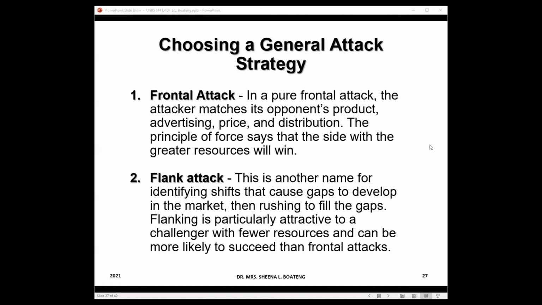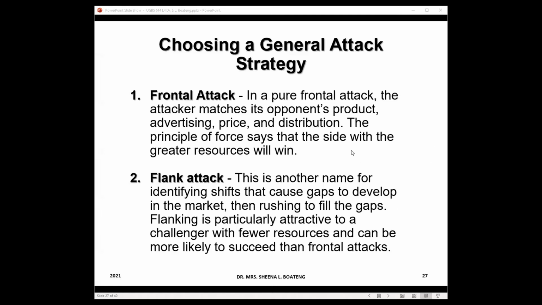Now, flanking, unlike the frontal attack, is particularly attractive to those challengers who have fewer resources. So if you are a challenger and you do not have enough resources to go on a full-on frontal attack, the flank attack is an opportunity that you can pursue, because you are just taking advantage of those gaps you have identified, which may not require such huge resource allocations as a full-on frontal attack would.